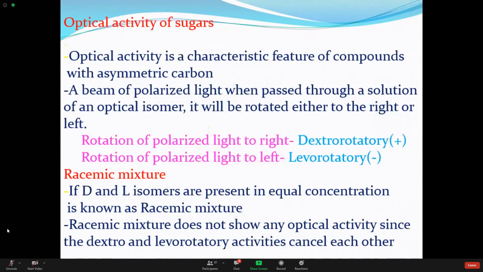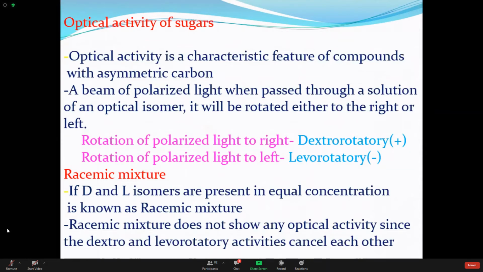Fine. Now come to optical activity. There are two varieties again. One is called dextrorotatory, or plus, and the other is levorotatory, or minus. Now, how do we determine which is dextrorotatory and which is levorotatory? There are some rules. So what are the rules here?